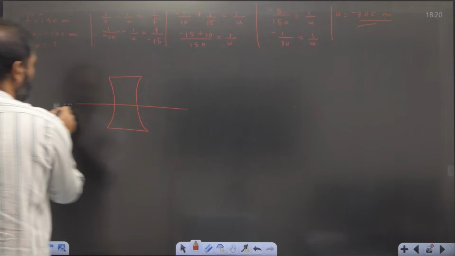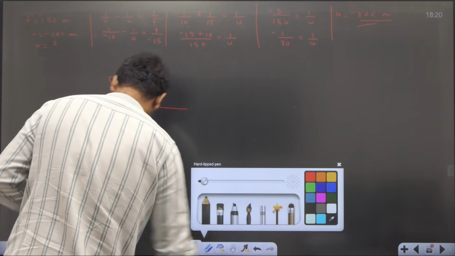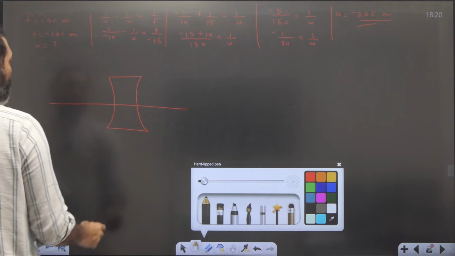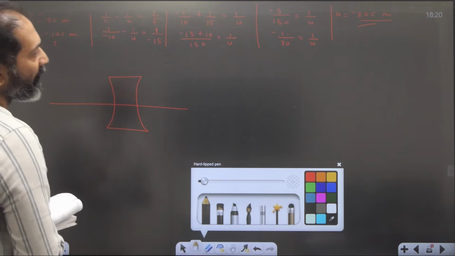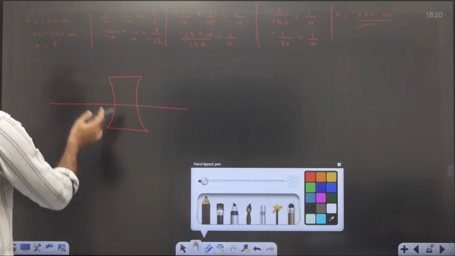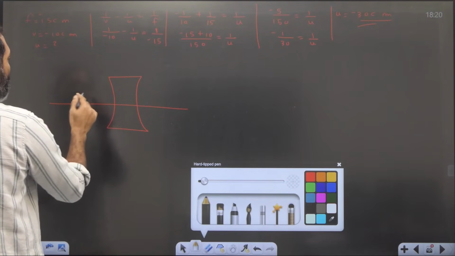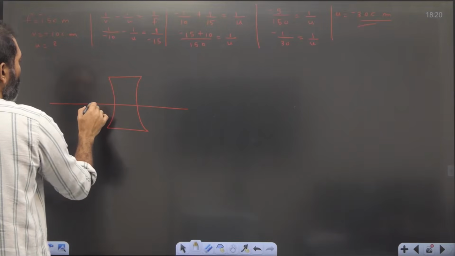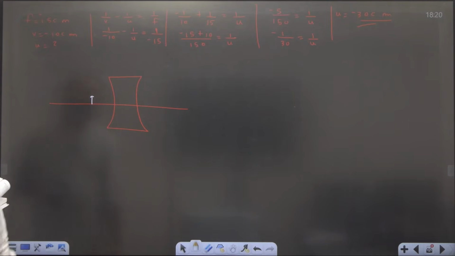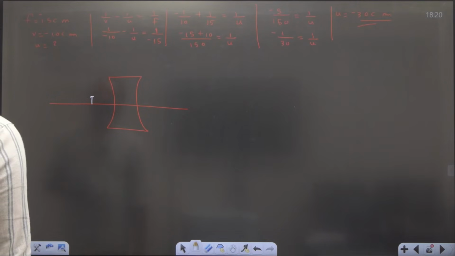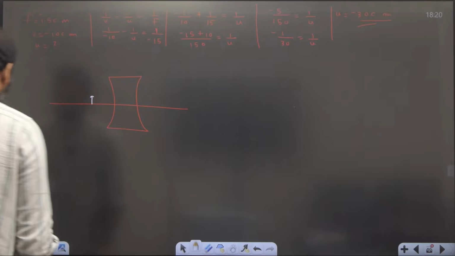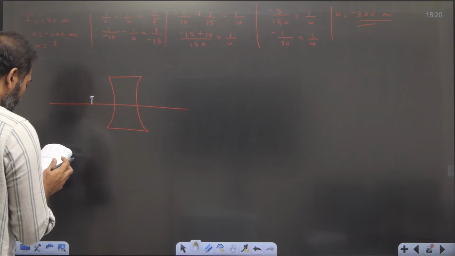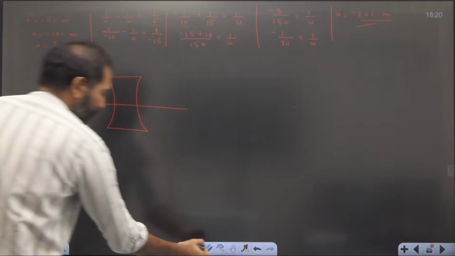Now, this is the principal axis. Now, the object distance is what I got? Minus 30. So object is on the same side as the image. Image distance is minus 10. So this is the object distance. Object distance is minus 30, and focal length is 15. So object should be at this point. And then what about the, no, let me increase the size.